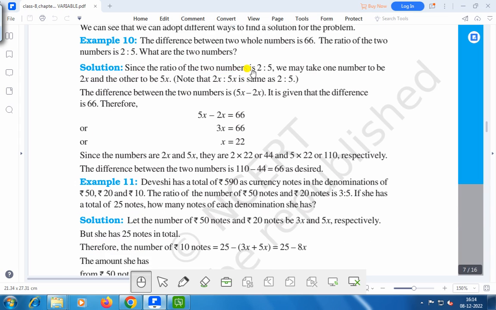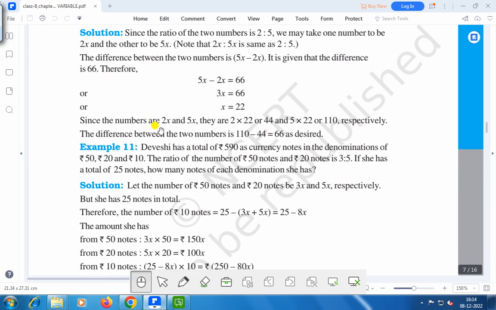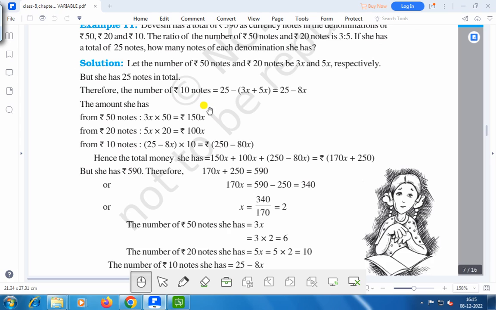Since the ratio of the two numbers is 2 is to 5, we may take one number to be 2x and the other to be 5x. Note that 2x, 5x is the same as 2 is to 5. The difference between the two numbers is 5x minus 2x. It is given that the difference is 66. Therefore, 5x minus 2x is equal to 66, or 3x equal to 66, x equal to 22. See, the numbers are 2x and 5x. Therefore, they are 2 into 22, that is 44, and 5 into 22, that is 110 respectively. The difference between the two numbers is 110 minus 44 equal to 66 as desired.